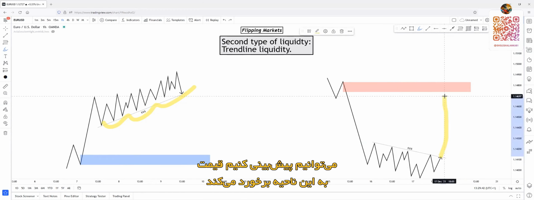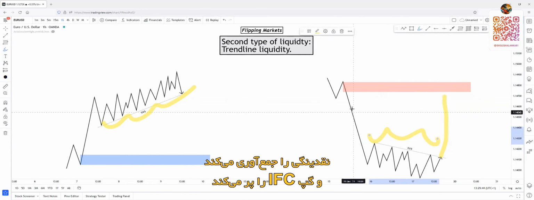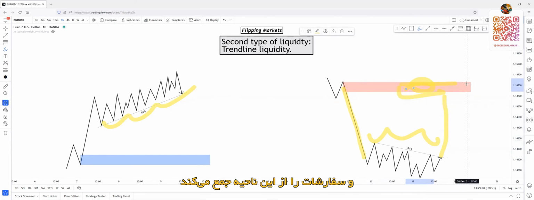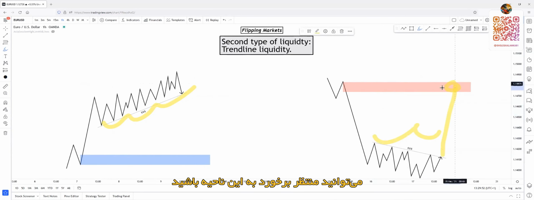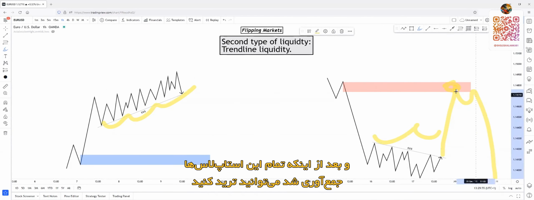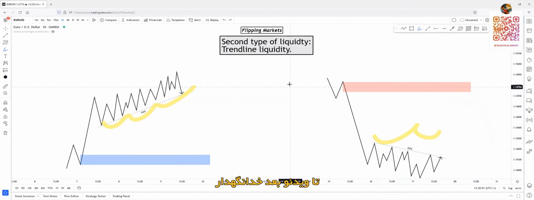We can predict that price will tap into this zone, sweep the liquidity, fill up the inefficiency, and collect the orders from the zone. So yeah, after the liquidity has been swept, you can wait for a tap of this zone, and you can enter in a sell position after all of these stop losses have been swept. So yeah, let's hop into the next one.